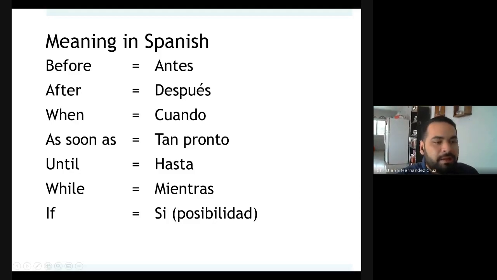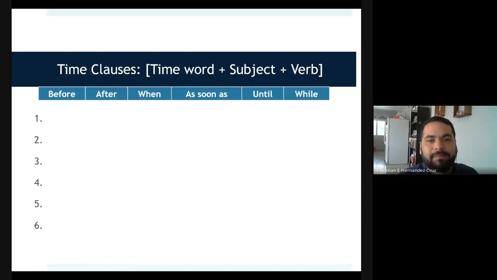Anyways, what I want you to do now is to use these time clauses, these time words, and make sentences with them. Okay, this will be the last thing we do for today. There's 5 minutes left of class, so I think we have just enough time to do this. Let me minimize and move the presentation over here.